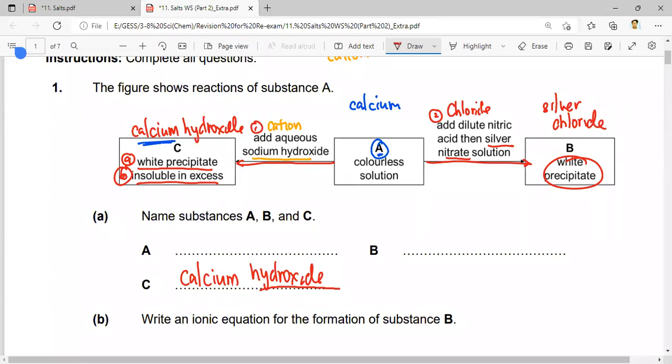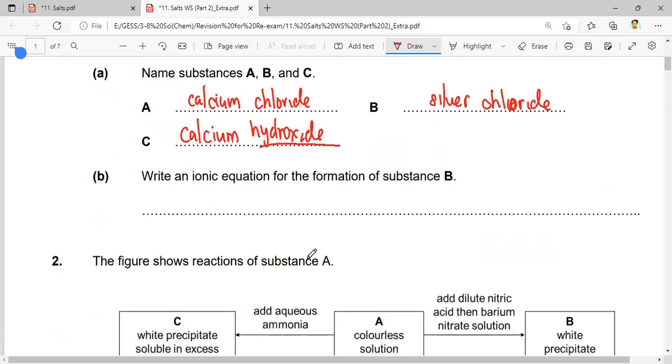So as mentioned, this reaction here is to test for chloride. Test for chloride in A, and you know that silver chloride is formed. It tells you that A actually contains chloride. So therefore, B is silver chloride. A is calcium chloride. So all this annotation at the top is very important.